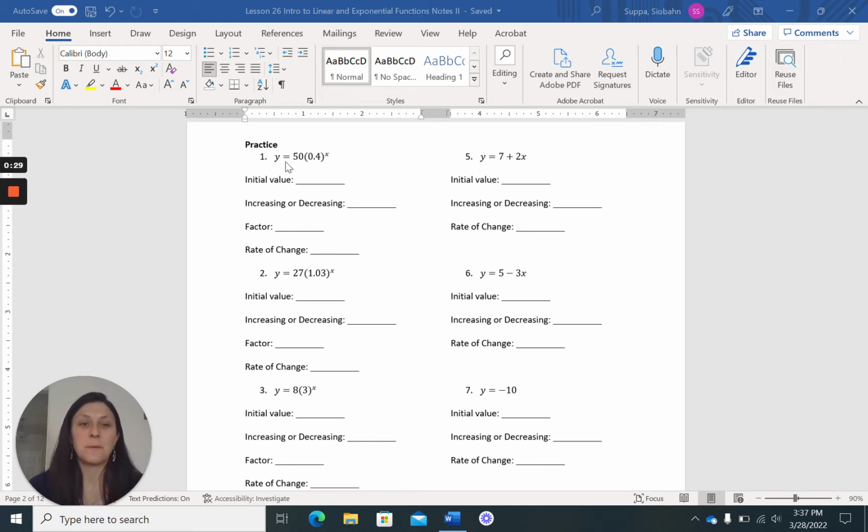So if you're taking notes, go ahead and write down each of these 6 functions that you can currently see. And for each of these functions, we are going to list what is the initial value, is this function increasing or decreasing, and then find the rate of change. Now, if it's an exponential function, we're also going to list the factor so that we can see the connection between the factor and the rate of change. Okay, so pause your video now and go ahead and practice these 6 problems that you can currently see.